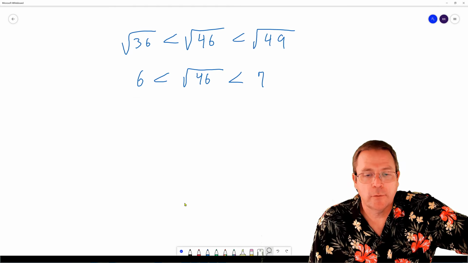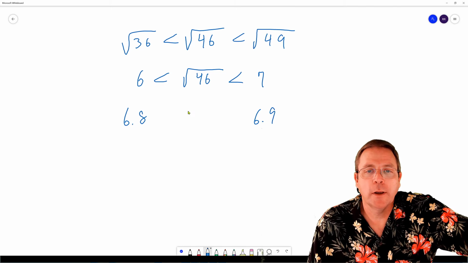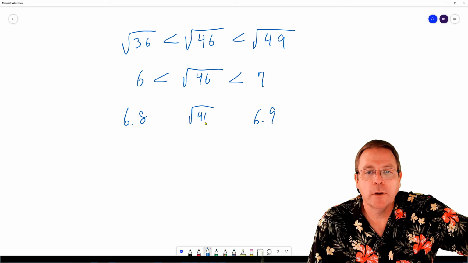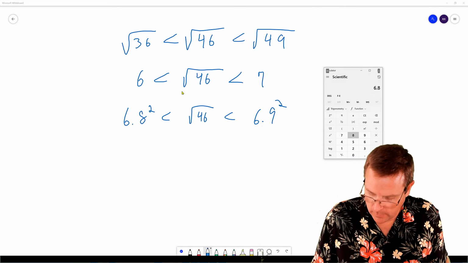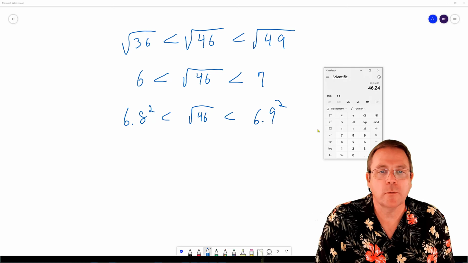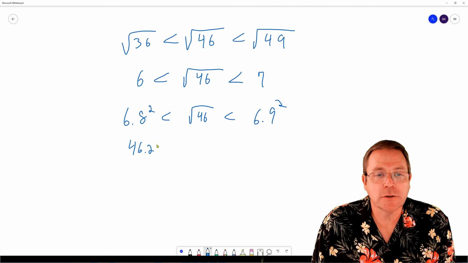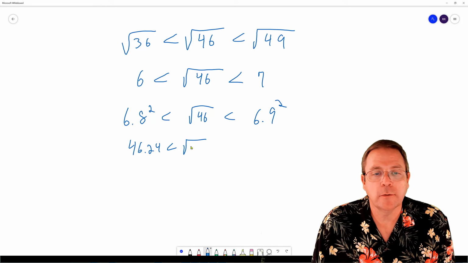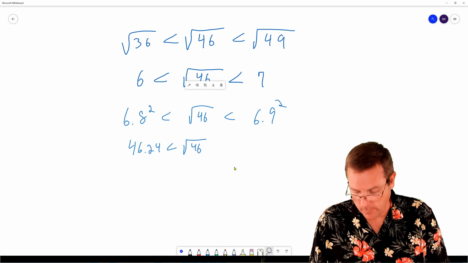And now I'm going to try this. I'm going to try putting it between 6.8 and 6.9. So we need to do our work again, and we're going to square these two values. 6.8 squared, hit my square there, that's going to become 46.24. At that point I can actually stop, because is 46.24 less than 46? It's not, so I have a false statement. That means I need to do it all again. So I'm going to highlight that.